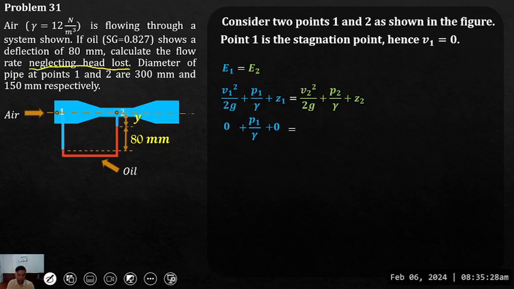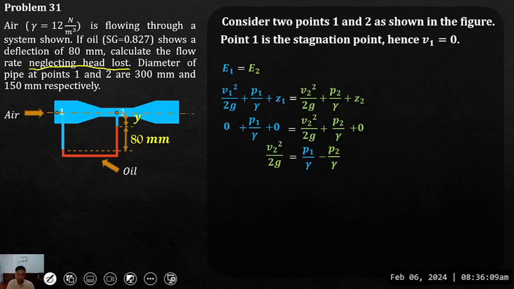Equals, no, velocity sa point 2, yan yung hinahanap natin. And then pressure sa point 2, that is unknown. Di pa natin alam yan. Plus yung 0 na elevation 2. So, gagawin natin, we will solve for V2. No? So, isolate natin yung term na may laman ng V2. Lipat natin si P2 over gamma sa kabila. So, magiging minus P2 over gamma.